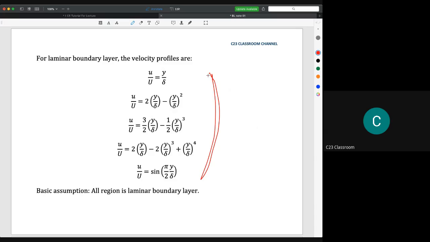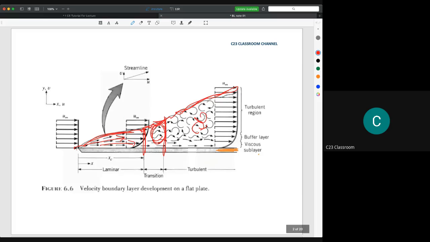In laminar boundary layers, we assume the velocity profile, meaning the velocity profile inside the boundary layer. It refers to the ratio of the velocity inside the boundary layer, the small u, with the free stream velocity, the capital U. I will write it as u over U like this.